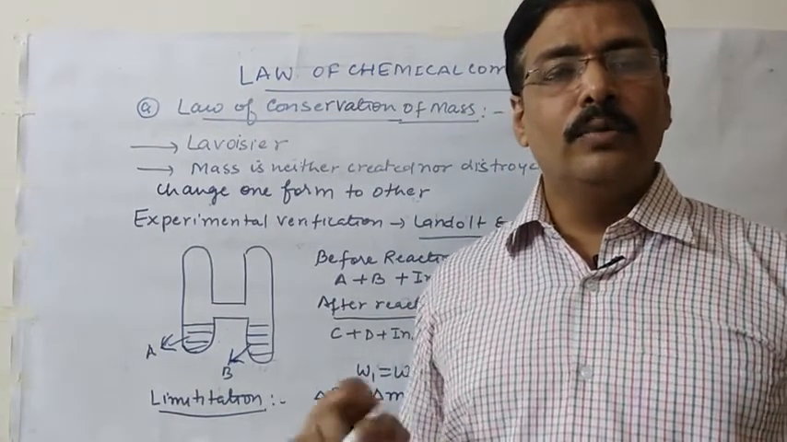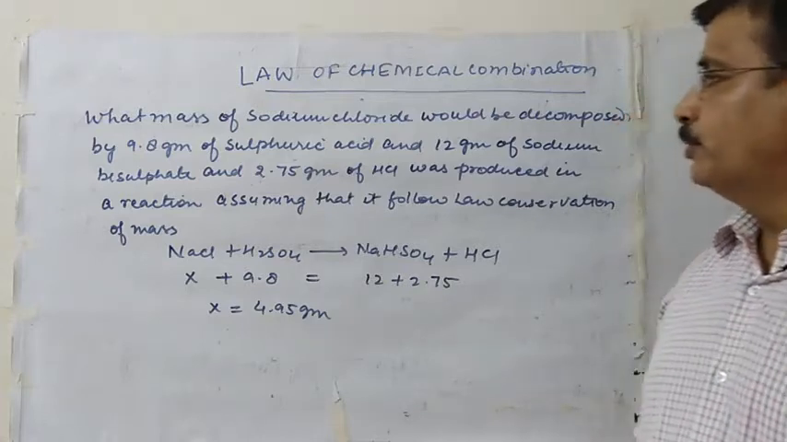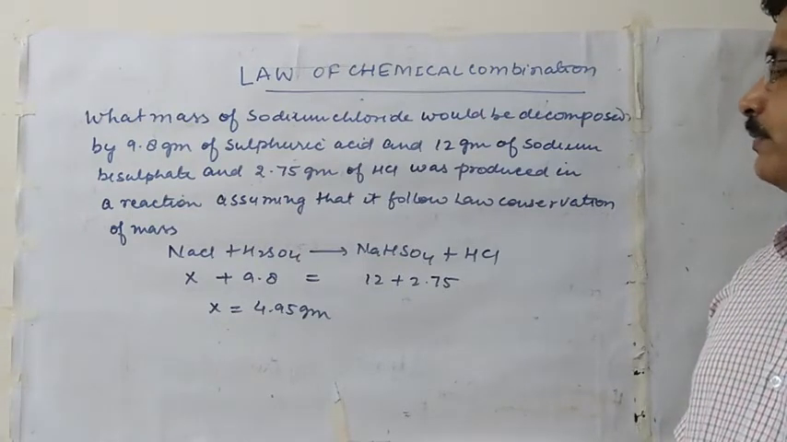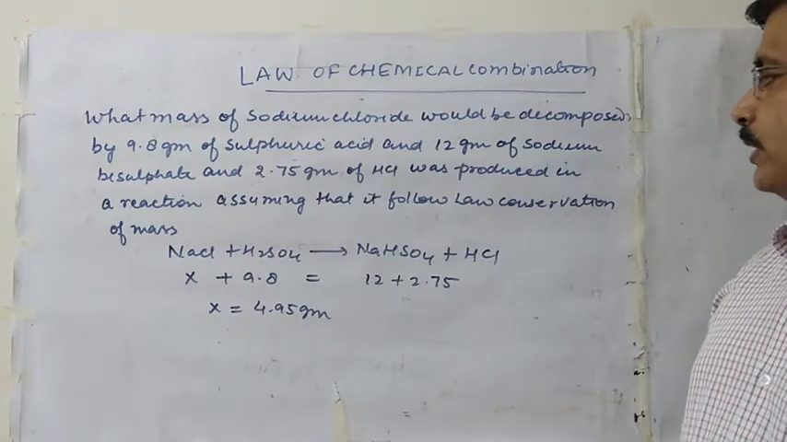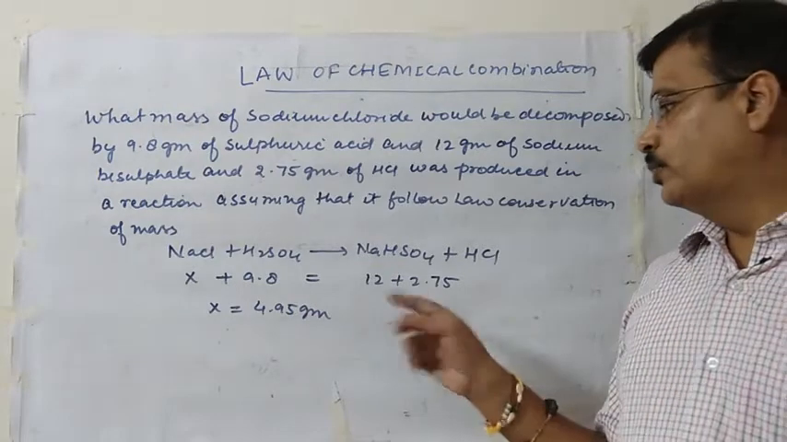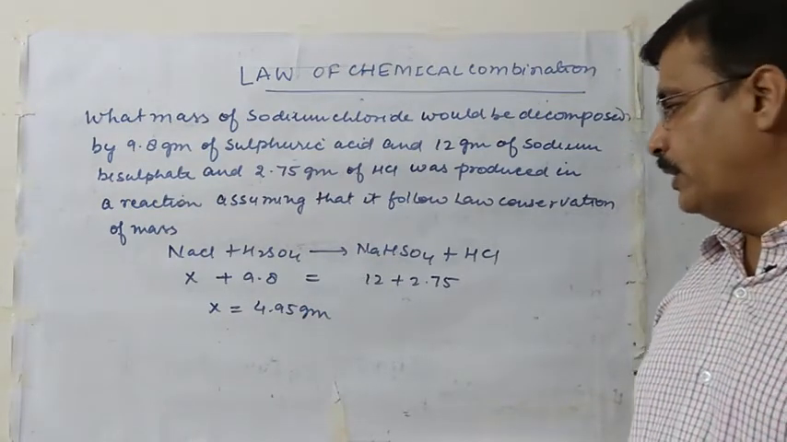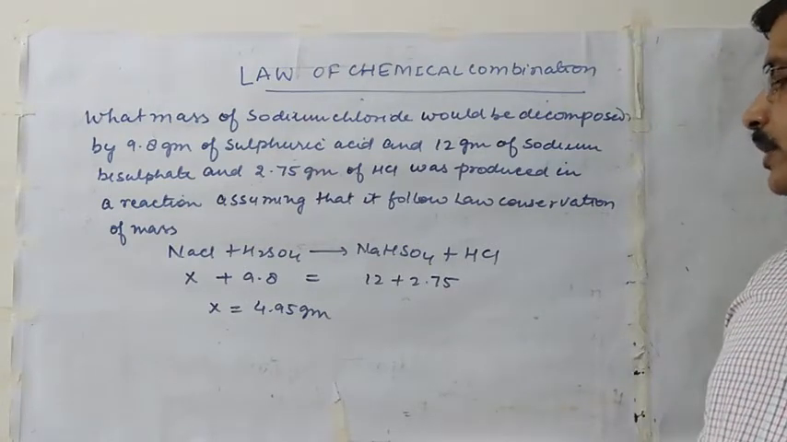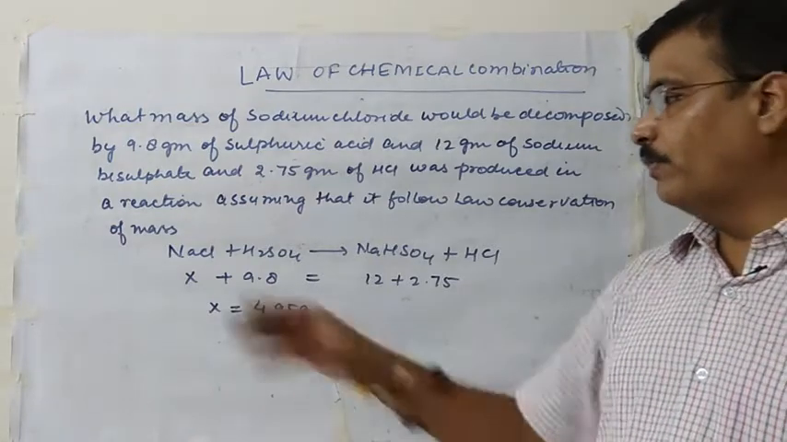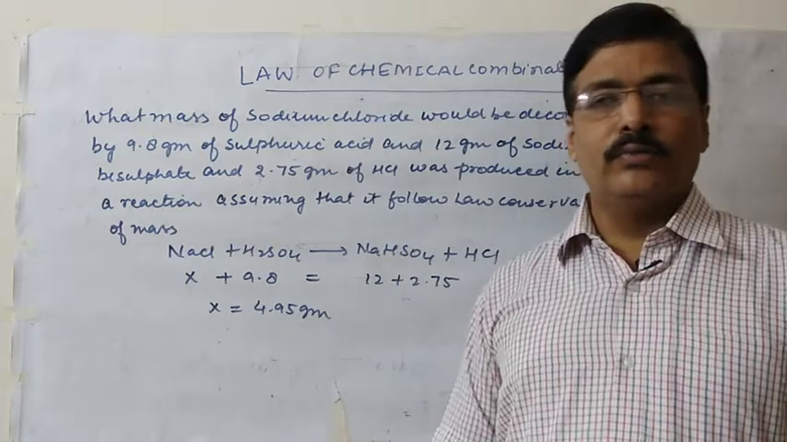Now after that we are coming to the numerical related to this one. The question is: what mass of sodium chloride would be decomposed by 9.8 gram of sulfuric acid and 12 gram of sodium bisulfite, if 2.75 gram of HCl was produced in a reaction, assuming that it follows the law of conservation of mass? The question is saying that NaCl reacts with H2SO4, then forms NaHSO4 plus HCl. Suppose we take the weight of NaCl as X, and the weight of H2SO4 is given as 9.8 gram, and the formation of sodium bisulfite is 12 gram and HCl is 2.75 gram. So X comes to 4.95 gram. If we put the value of X here, both weights come out equal, so we know that it proves the law of conservation of mass. Clear student?